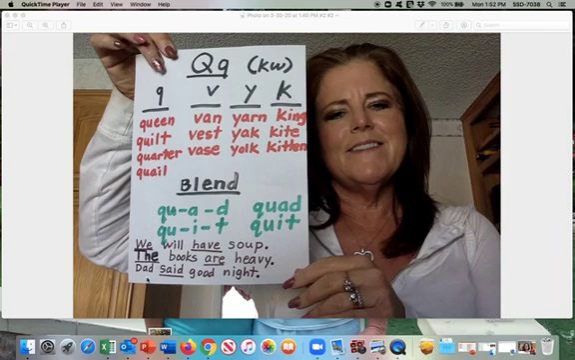Last, we're going to read the third sentence, which is, Dad said good night. And I've underlined the word said because that is our sight word. Please read the sentence 2 or 3 times and then practice coming up with some of your own sentences using the word said.